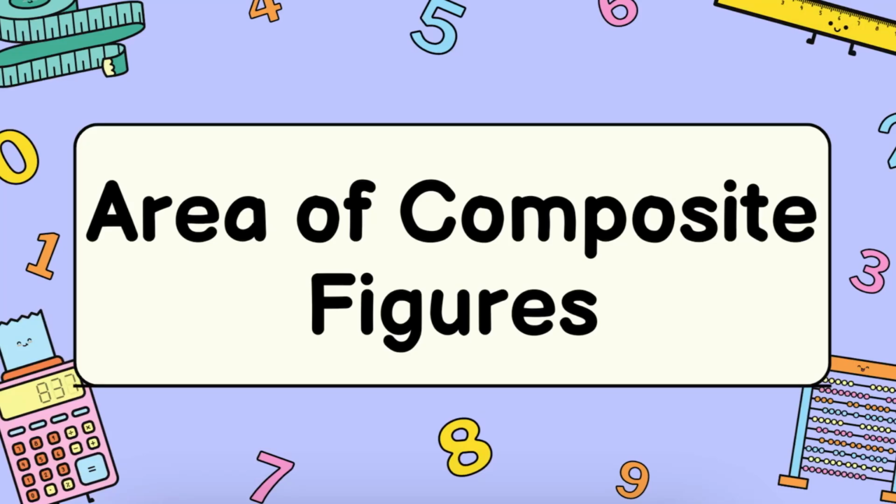Hello everyone. Today we will talk about area of composite figures. When we say composite figures, these are figures that are composed of two or more shapes. In this particular video, we will talk about composite figures that are made up of squares and rectangles only.